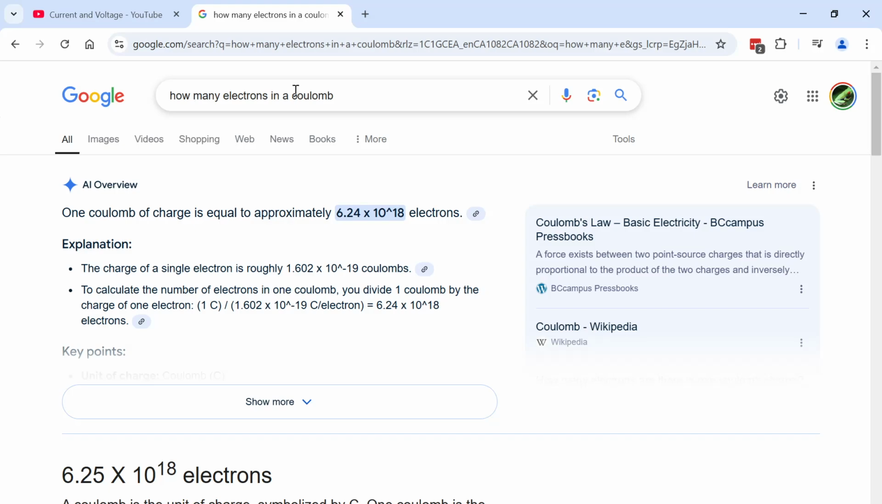Now, look at that number. I don't know if any of you remember how to do scientific notation, but basically what times 10 to the 18 means is that you're going to take that decimal place and move it 18 places to the right. So it's going to become 1, 2, 3, 4, 5, 6, 7, 8, 9, 10, 11, 12, 13, 14, 15, 16, 17, 18. Electrons.